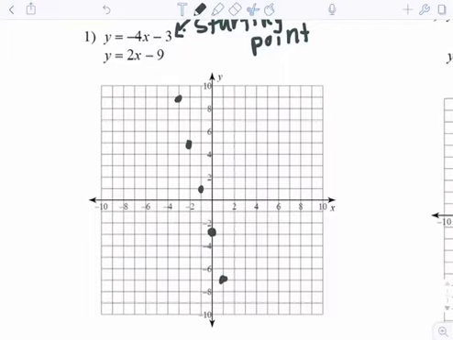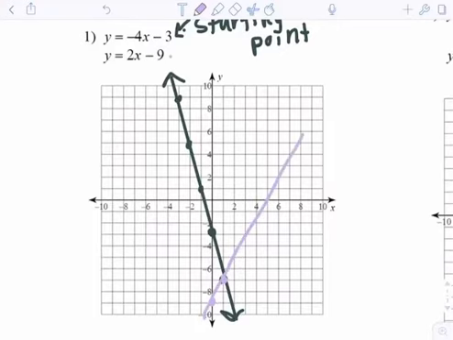Make sure you're following all the way through in these graphs. Okay, it's super important to have your lines go all the way through in these ones because, well, you'll see why in a second. So I'm going to graph this second line in purple. Okay, my starting point is negative 9. So I'm going to plot negative 9 on the y-axis. And I'm going to count my slope: up 2, to the right 1. Up 2, to the right 1.